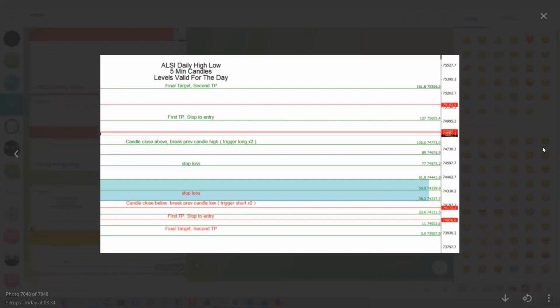On the Aussie daily high-low, currently between the levels of 100 and 127. Trend is up, 8 is above 21, above 50. So what we're looking for now is a candle close above the 100 level, break previous candle high. Will that trigger long? Just keep an eye out on the risk to reward. But that is a valid trigger to aim for the 127 first TP, 161.8 second TP, and stop loss being at the 77. Remember, guys, same rules apply with the red lines.